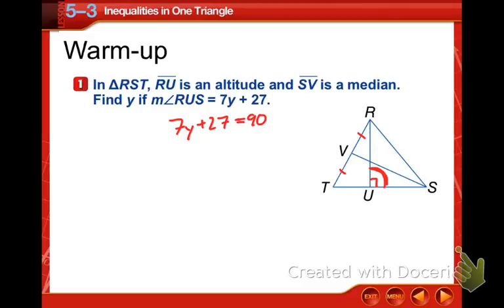So now, we just solve for y. We subtract 27 from both sides. 7y is equal to 63. We divide by 7 on both sides. And y is equal to 9.